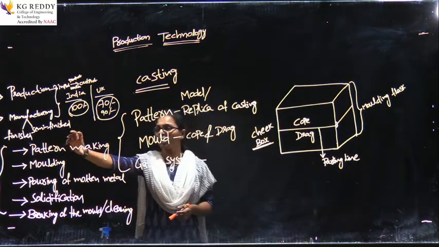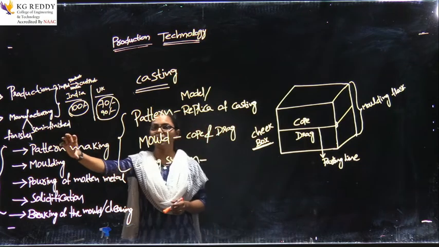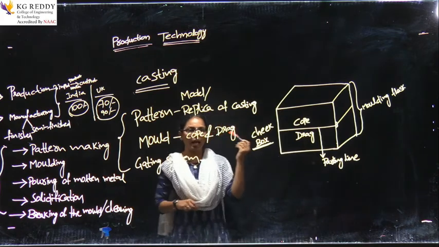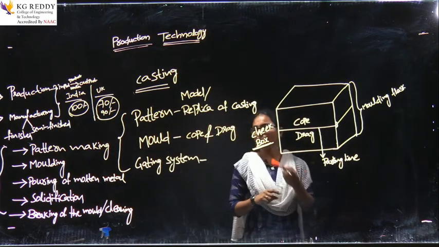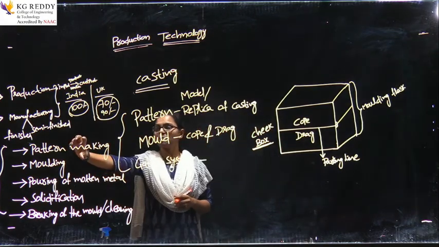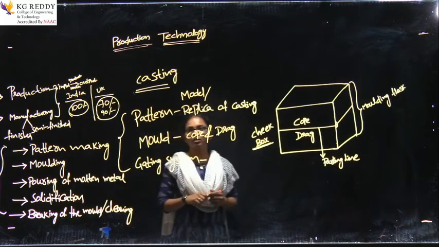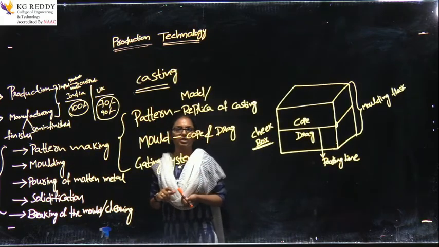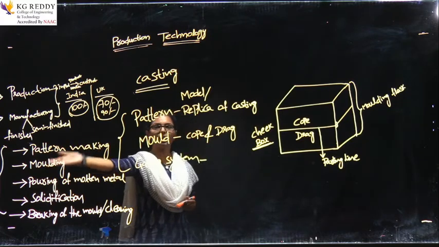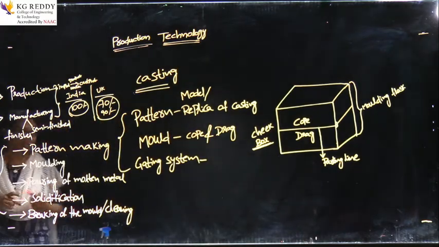For that we need to know about the allowances also. Allowances is nothing but the difference between the dimension actually there in the product and the dimension we are going to give to the pattern. Those parameters we need to consider while making a pattern, then only we can get the casting with an accurate size and shape. So it is a duplicate of the casting. And next, the second process is moulding.